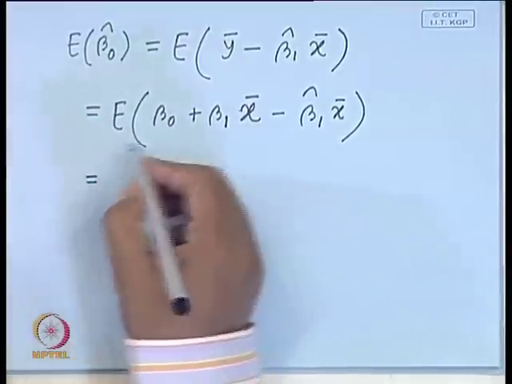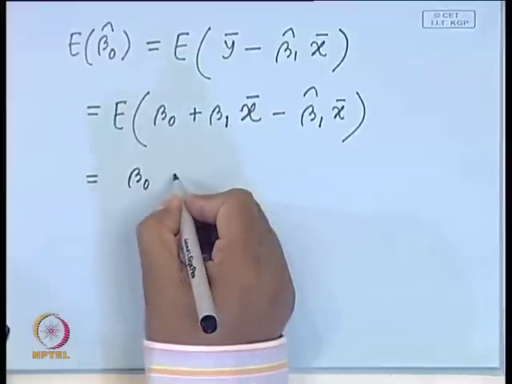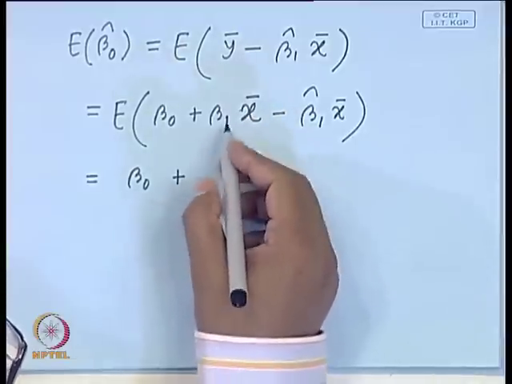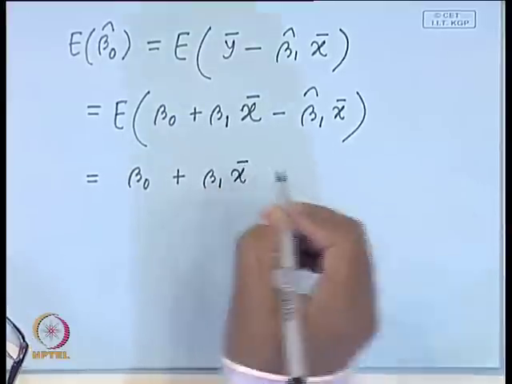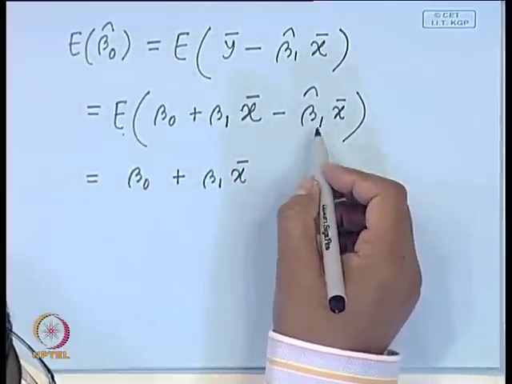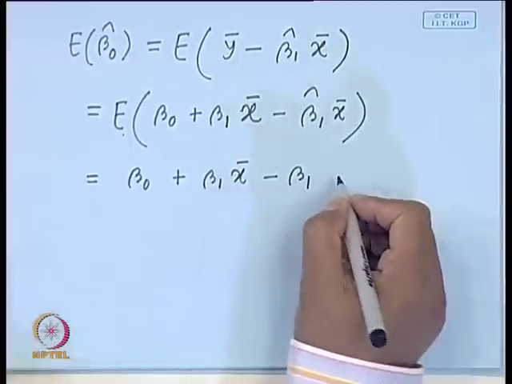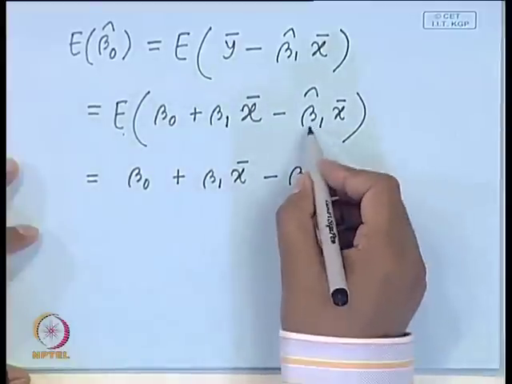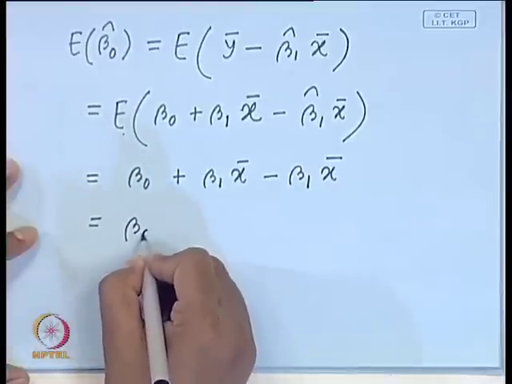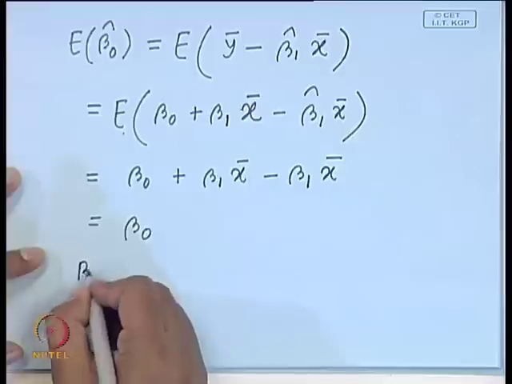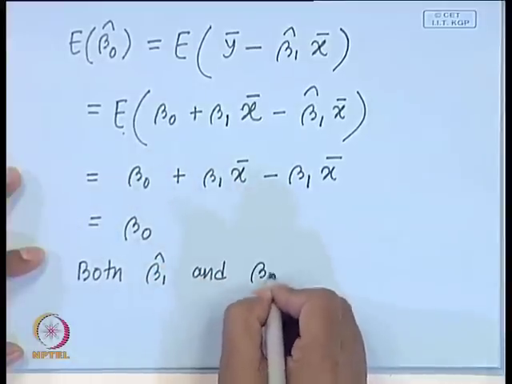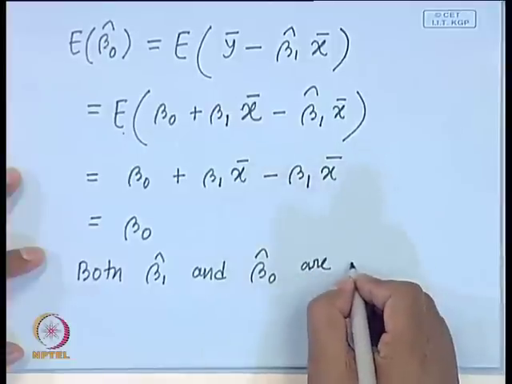So, this is equal to the expectation of beta naught, which is beta naught, and the expectation of beta 1 x bar, which is equal to beta 1 x bar. Now, the expectation of beta 1 hat, just now we proved, is equal to beta 1. So, this is equal to beta 1 x bar, which cancels, leaving beta naught. So, we proved that both beta 1 hat and beta naught hat are unbiased.